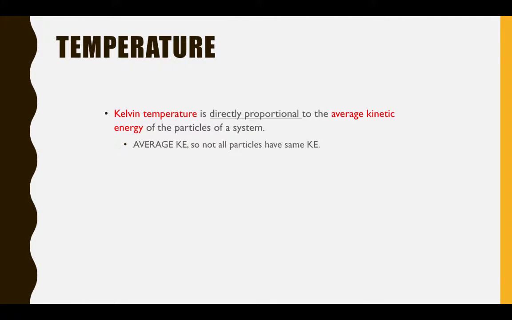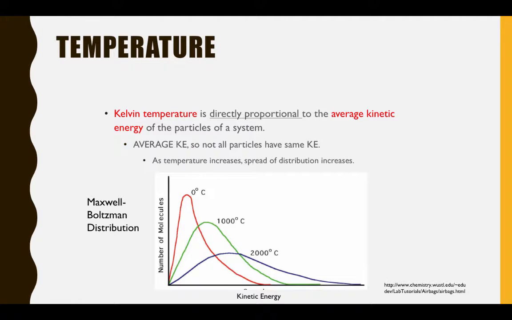This means that some particles have a very low kinetic energy and some particles have a very high kinetic energy, while most particles have a kinetic energy somewhere in the middle of the sample. As temperature increases, the spread of kinetic energies increases, as shown in this Maxwell-Boltzmann distribution here. On this graph, the y-axis represents the number of molecules with a given kinetic energy.